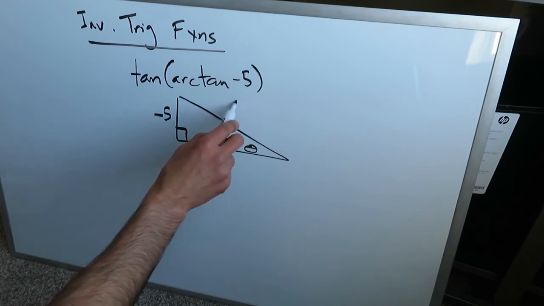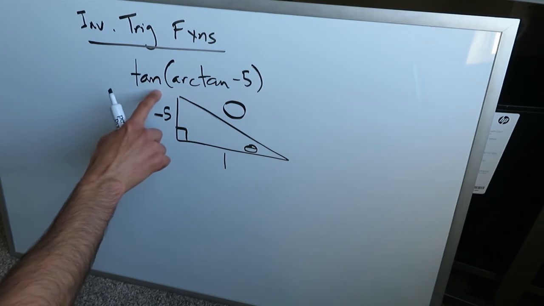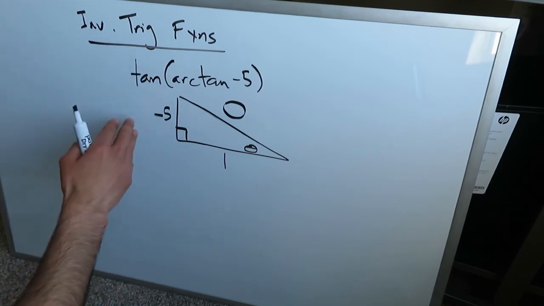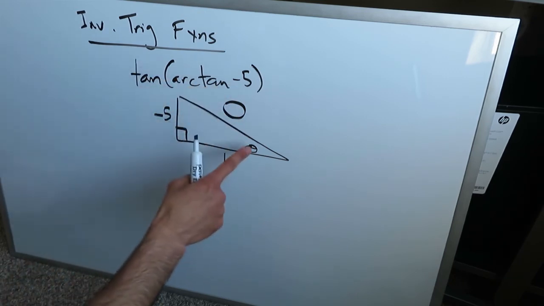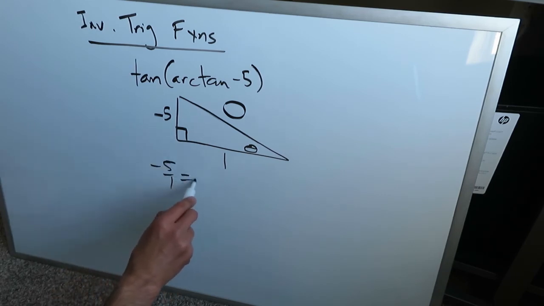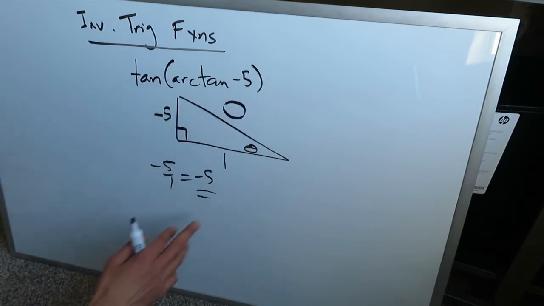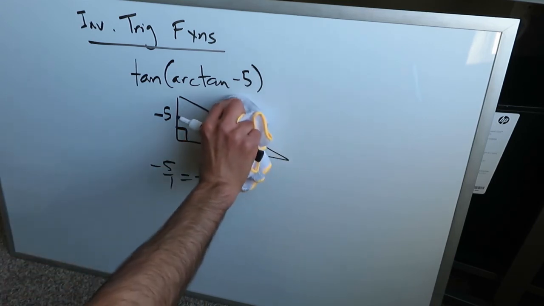Do we need to calculate this side over here? No, we don't, because we're not looking at another function which will even require the hypotenuse. So what's tan of arctan? It's exactly tan of theta, which is what? -5 over 1, which is -5. So tan of arctan -5 was in itself -5. Here's your answer, -5.